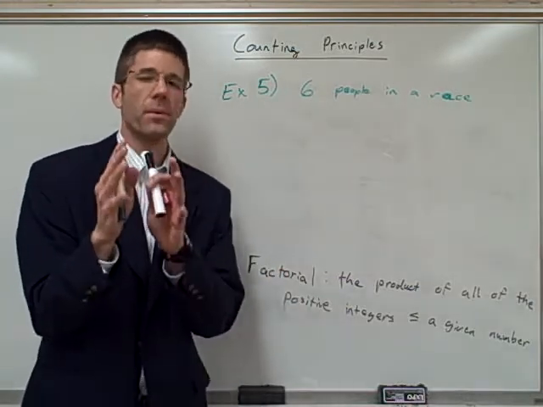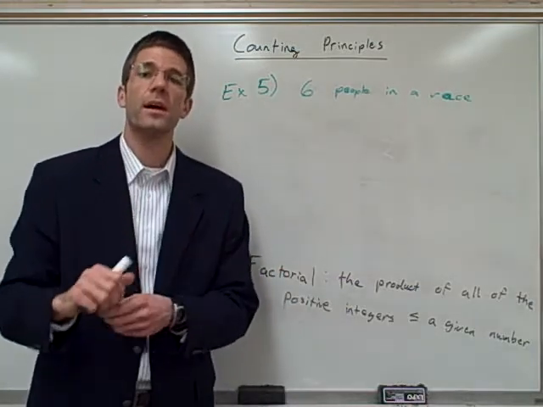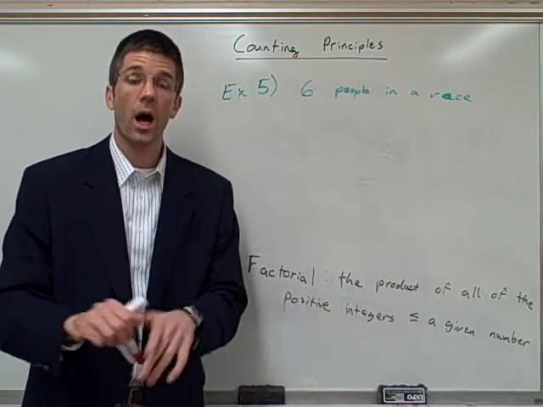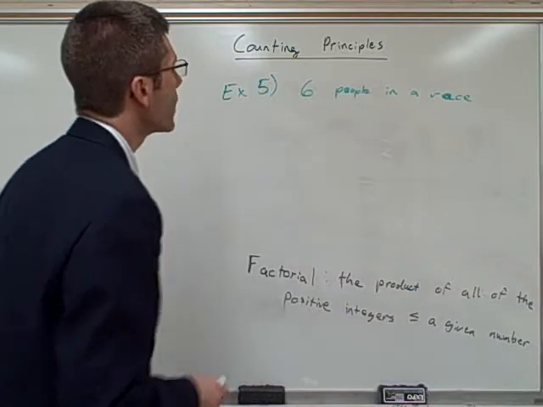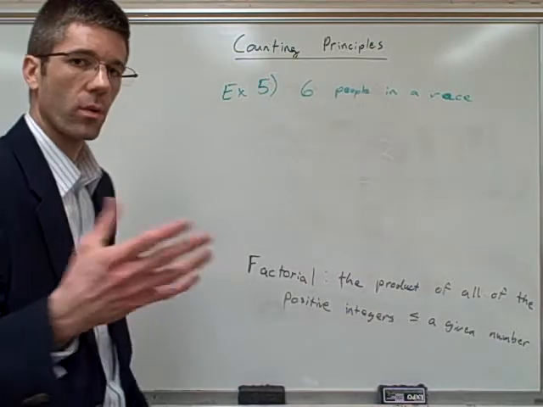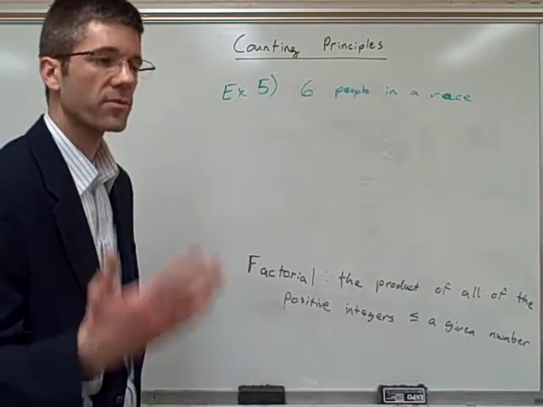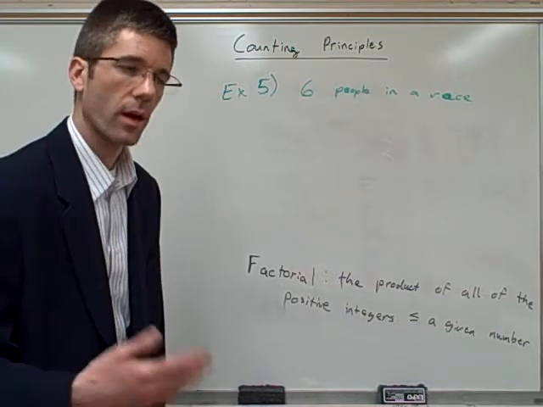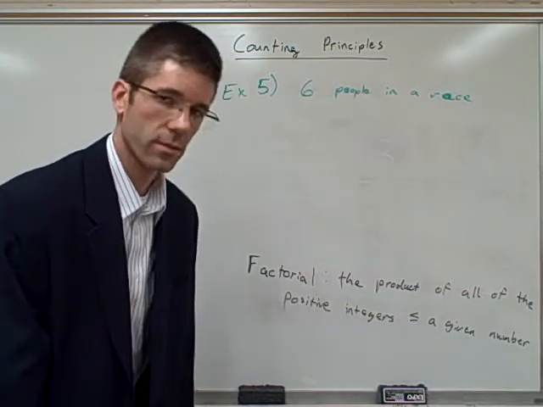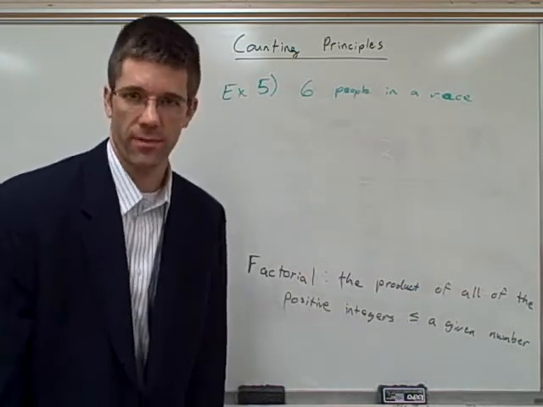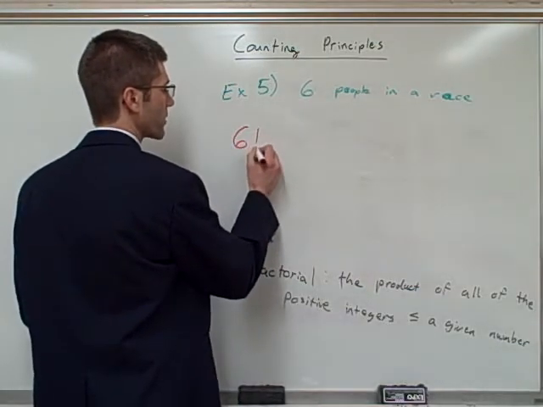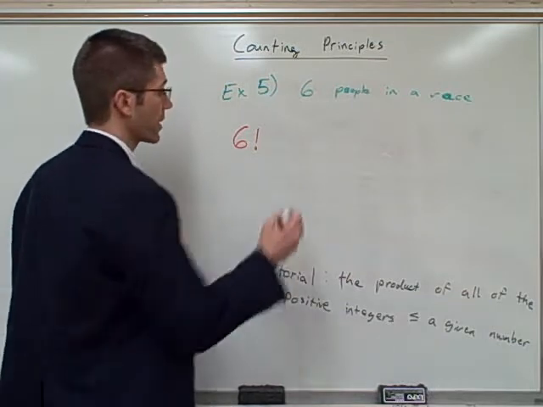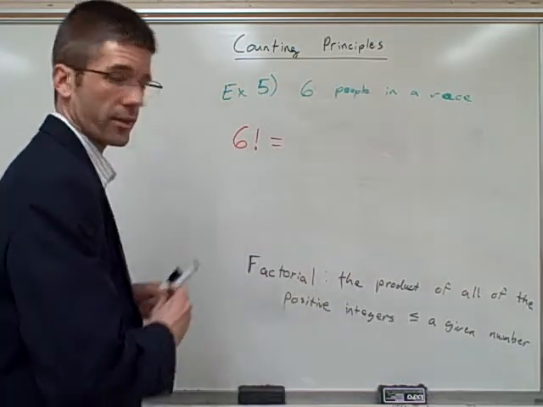And that's going to become important when we get to the back side of the sheet. How many different orders can all of them finish? Let's see. We have 6 people in a race. The long way of writing it is 6 times 5 times 4 times 3 times 2 times 1. Ain't nobody got time for that. So here it goes. 6 factorial. Nobody wants to type all that either. Here it is. Grab your calculator.